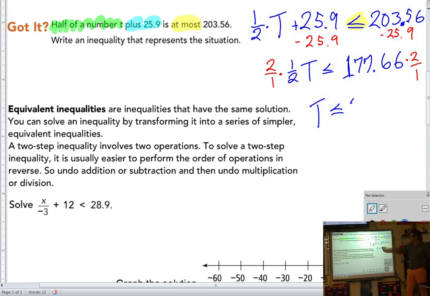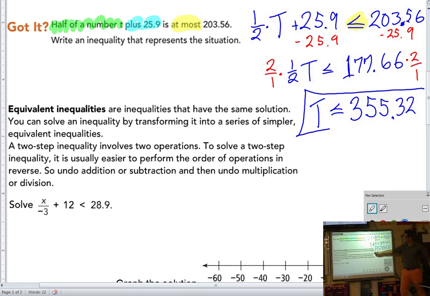Shane? Point what? 32? Any questions on our solution? Solve this inequality right down here. Please write out the steps as you go.